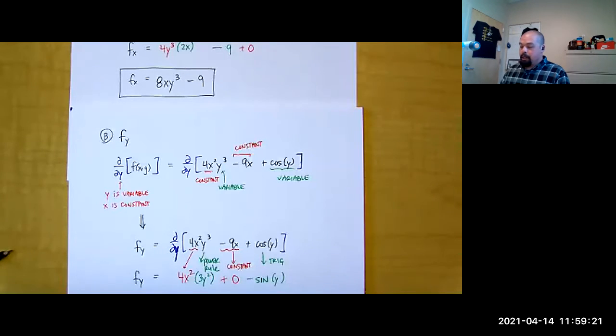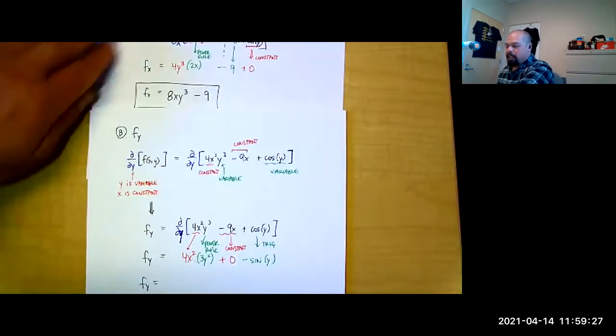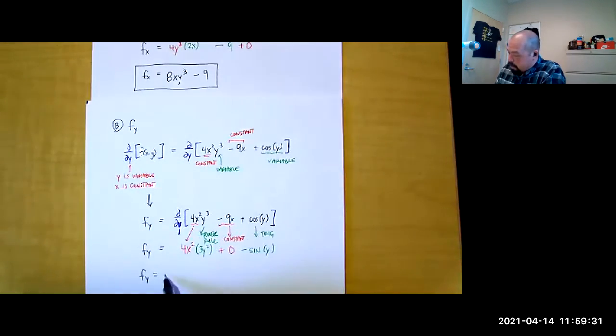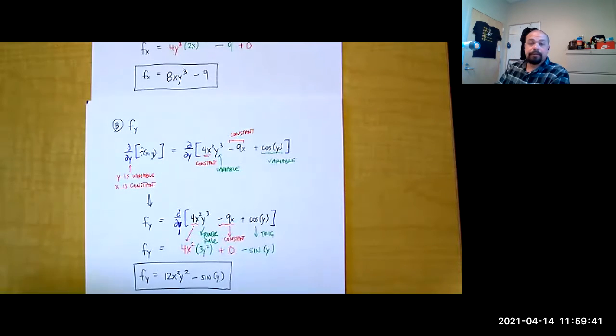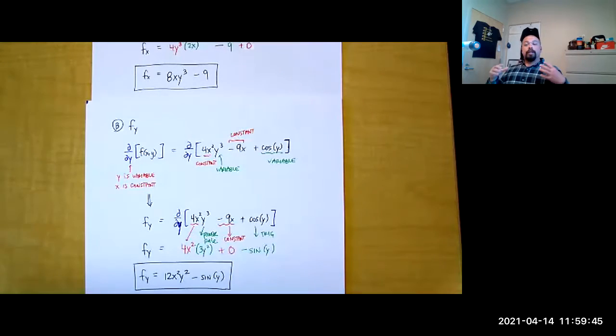Okay. So just simplifying this down, I'll slide that paper up, zoom out a little bit just so we can see that comparison, that we're not going to get the same expression. We're going to get here 12x squared y squared minus the sine of y. So notice, our partial derivatives aren't identical. We're getting two different expressions.